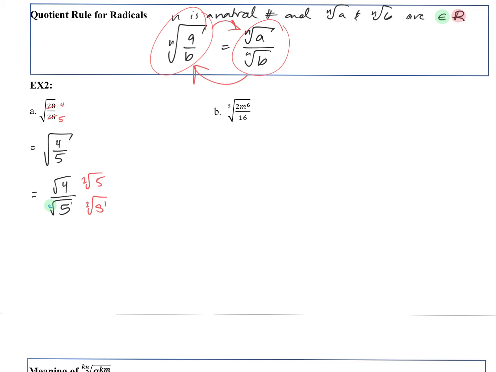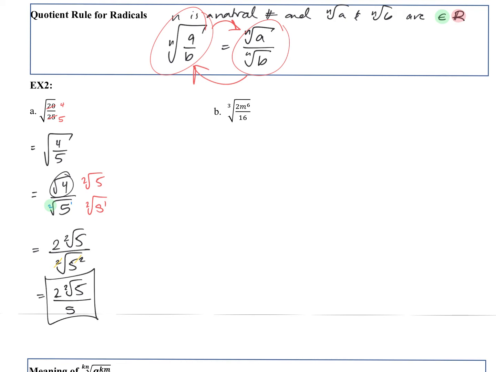Okay, and then that will be the square root of 4, which is actually just 2, so I'll simplify that already. And then 5 divided by the square root of 5 squared. The squares cancel each other, and we're left with 2 square root of 5 divided by 5. And we're done.